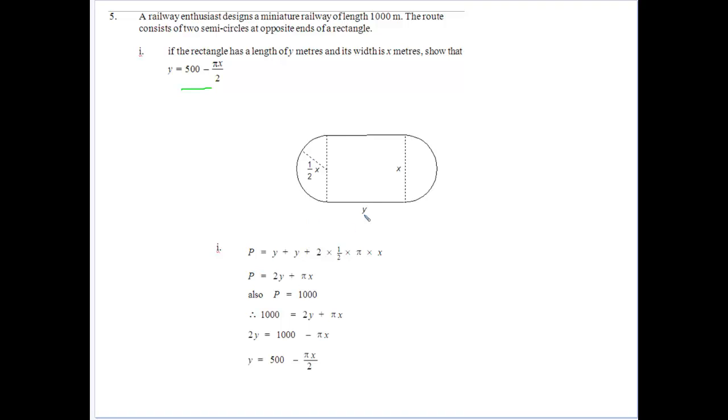So our perimeter of this would be two lots of y, and then two lots of a half times pi times the diameter, which is x there. So the 2 and the half cancel, so we just get pi x plus 2y for the perimeter. We know P is equal to 1,000 because that's in the question. So the 1,000 then would equal 2y plus pi x, and then we just manipulate our algebra to get y, and there's the expression we need.